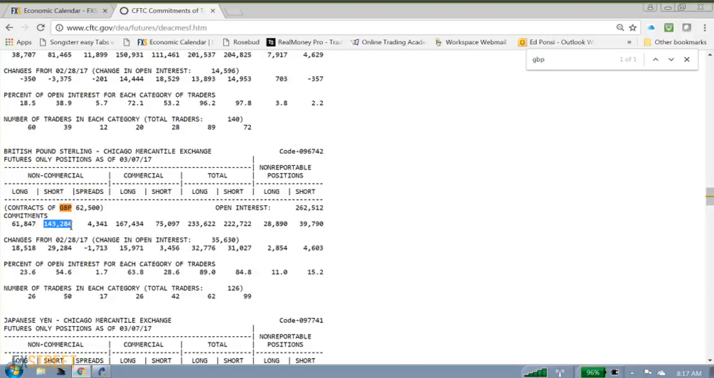143,000 contracts held by only 50 traders. Trying to give you an idea of how big these traders are. These are big traders. 143,000 contracts held by 50 traders. They clearly are taking large positions, shorting the pound in the belief that the pound will go down because Brexit is about to be triggered.